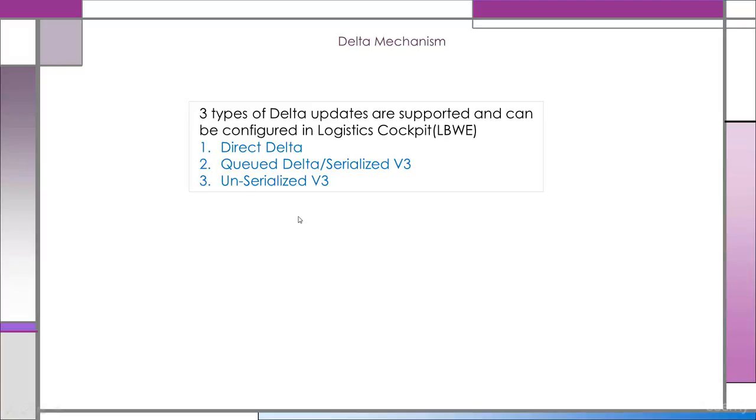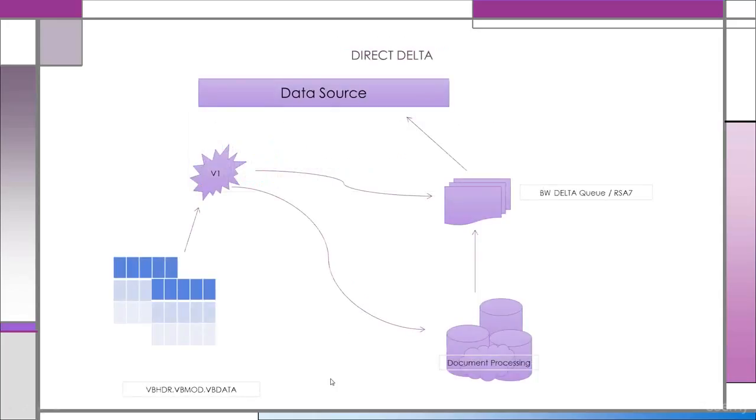Direct delta, queued, unserialized. Or direct delta, serialized, unserialized. Okay, let's go ahead and see. This is the direct delta.